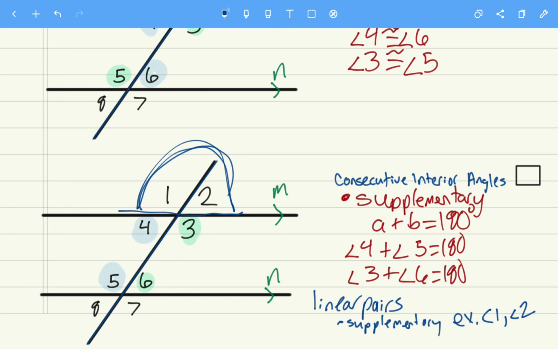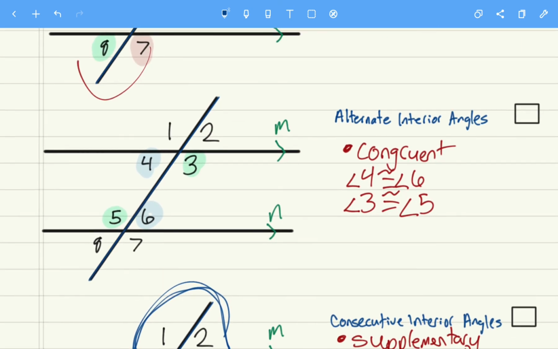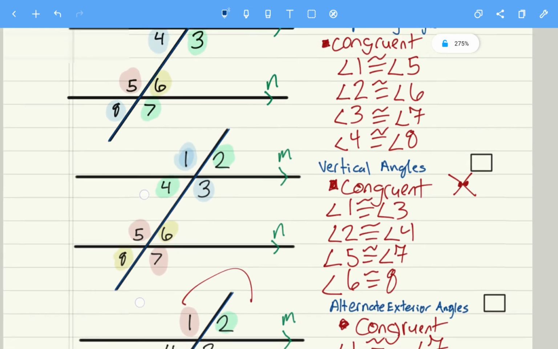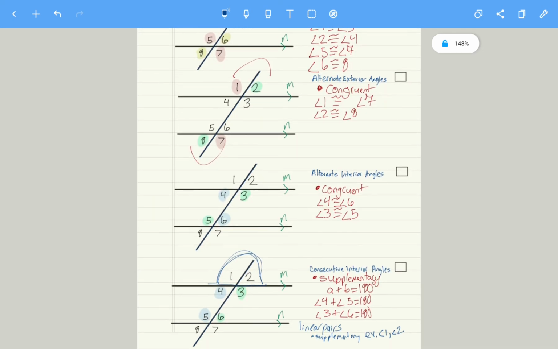So what you'll be expected to do is prove some of these and be able to use them to find the values of the missing angles.